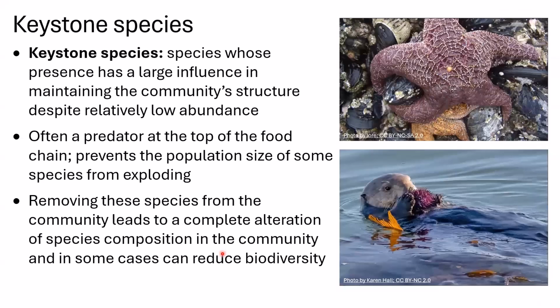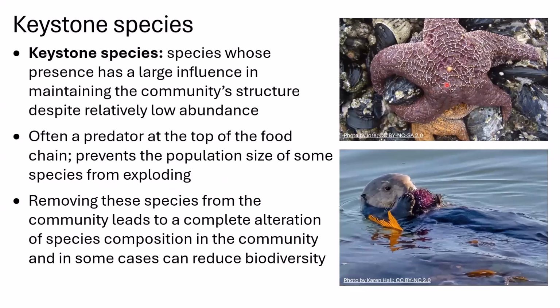Keystone species are another important component of a community structure. These are species with a large influence on maintaining the community structure and sometimes its biodiversity, despite having relatively low abundance. Some of them are predators at the top of their respective food chain. Their predation helps prevent the population size of some species from becoming too high.